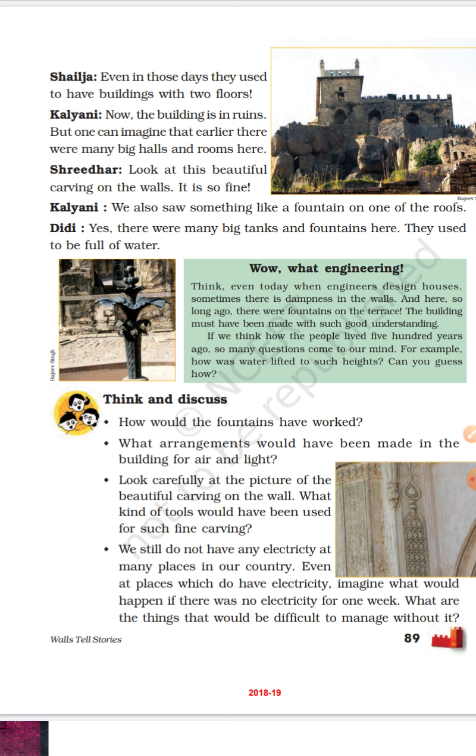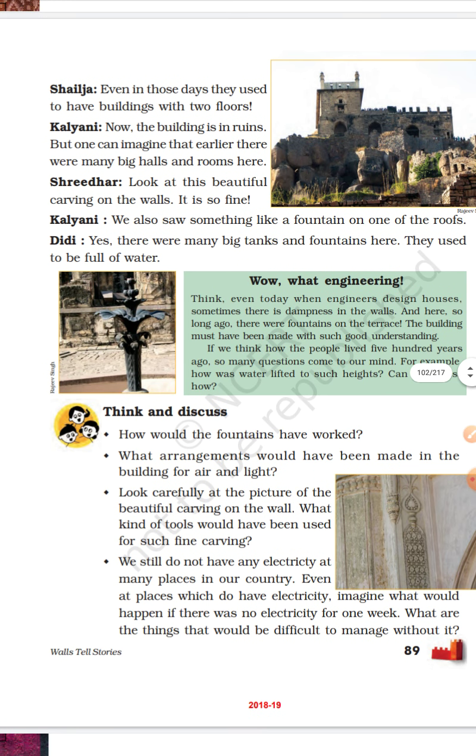What arrangement would have been made in a building for air and light? Okay, you see, if you visit old buildings, you would find lots of windows and doors. Generally they have huge doors, big doors for ventilation. Okay, they have more windows for ventilation.